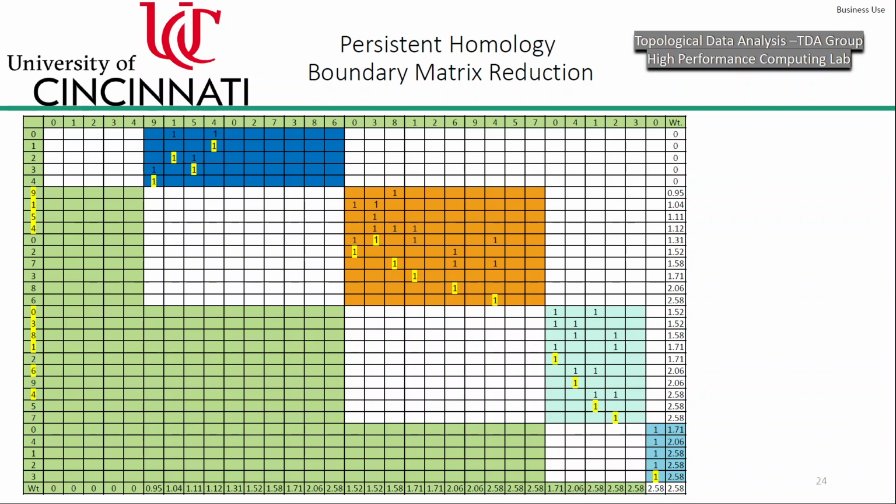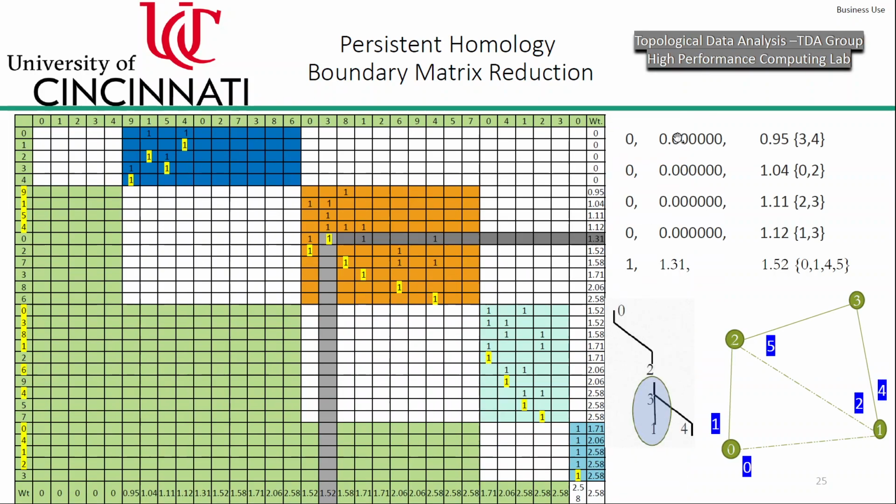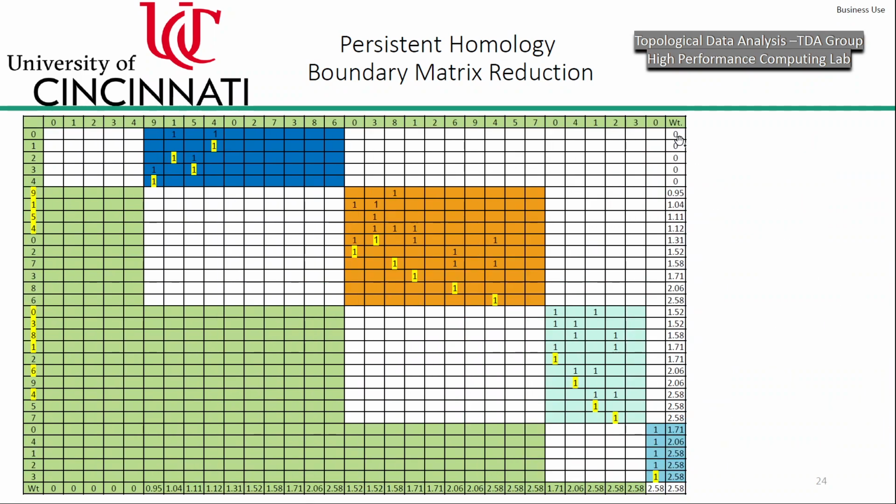Now, how do we extract the persistent intervals from this? We look for all the pivot elements that are there in the reduced matrix, and for all the pivots, we see the weights that are in the last column here, and we see the weights in the last row here.